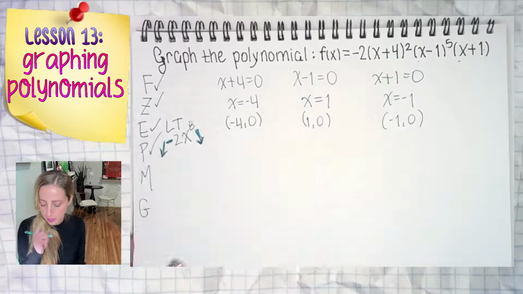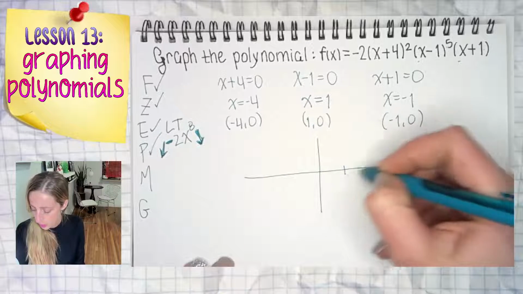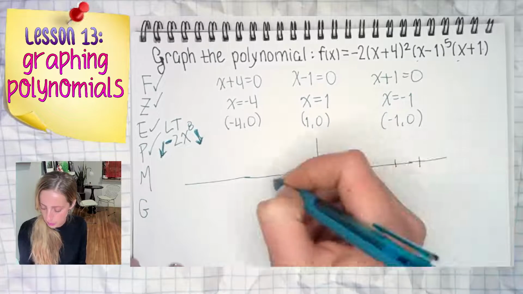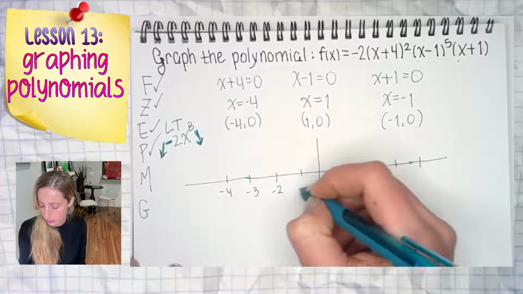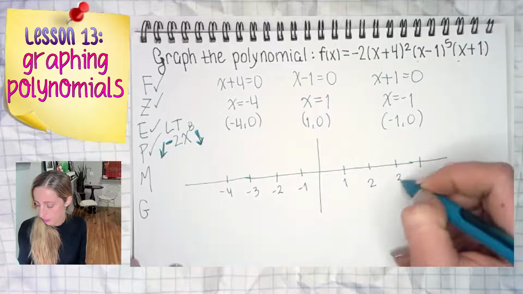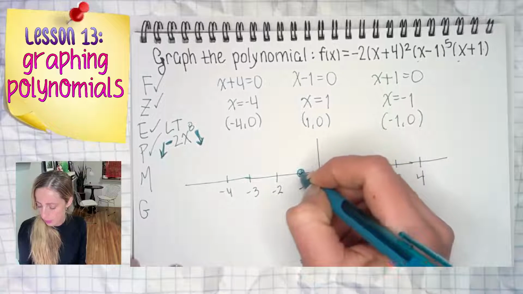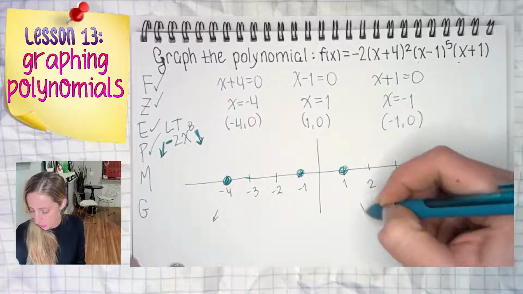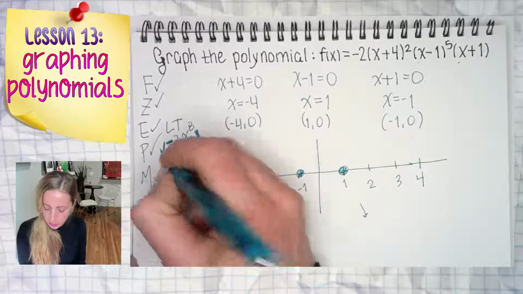Pink is plot. Plot all these points. Okay, don't mind if I do. So 1, 2, 3, 4. 1, 2, 3, -4. So 1, -1, and -4. And end behavior, I know these sides are both going to be pointing down. So we got started. Next thing up, marshmallow, multiplicities.